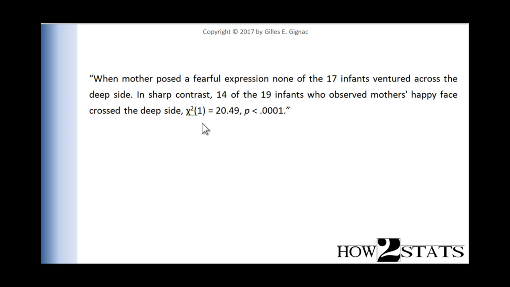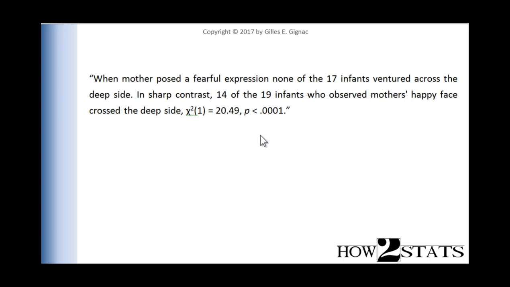One of the key pieces of information is the result, and I have here: when mother posed a fearful expression, none of the 17 infants ventured across the deep side. In sharp contrast, 14 of the 19 infants who observed mother's happy face crossed the deep side. We have a chi-square value here with 1 degree of freedom, 20.49, p less than 0.0001.